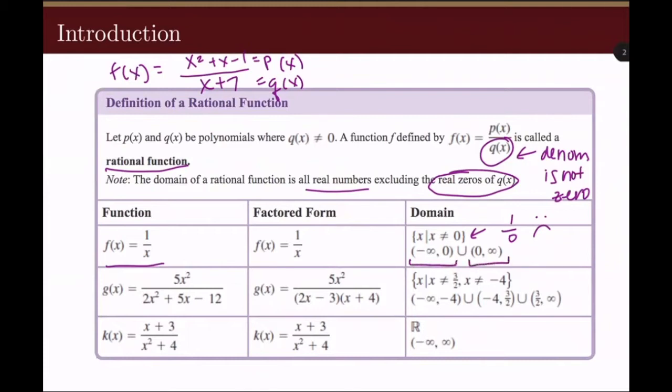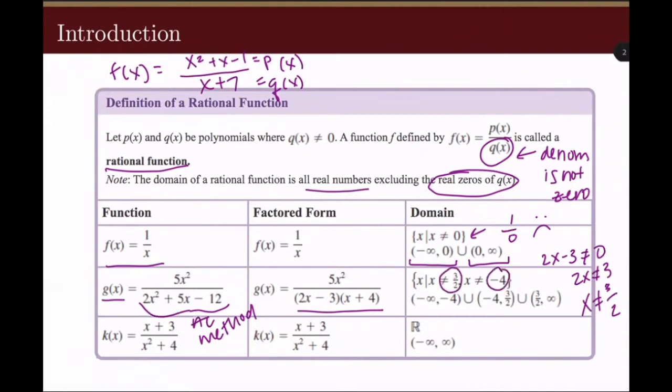All right. Next, we have g, which is 5x squared over 2x squared plus 5x minus 12. And then if you factor this bottom part using the AC method, you'll get 2x minus 3 times x plus 4 here on your denominator. And then if 2x minus 3 can't be 0, that means 2x can't equal 3, which means x can't equal 3 over 2. Which is how they got x cannot equal 3 over 2. And then similarly how they got negative 4.